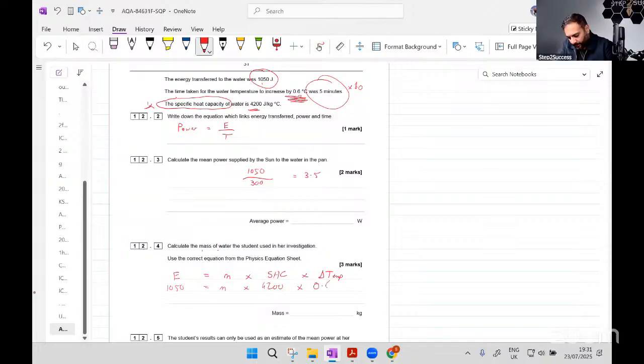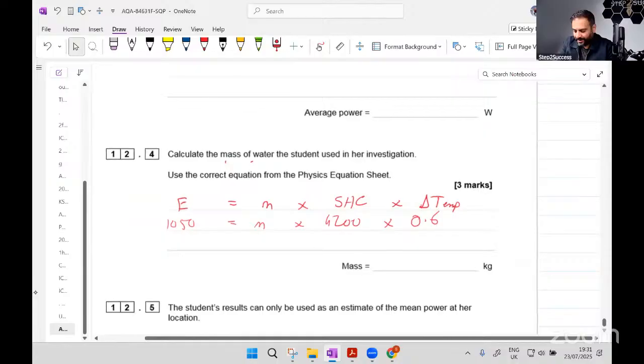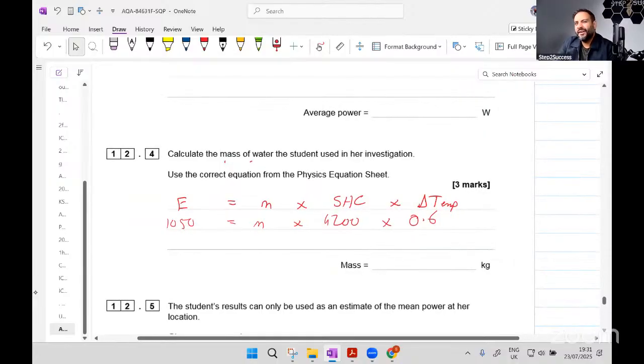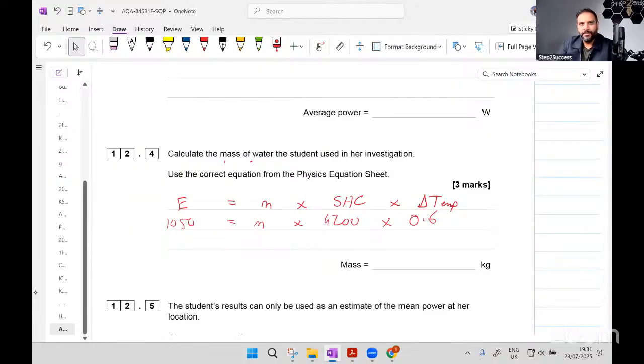The one thing that I do say when it comes to these equation questions is that if your maths is okay, you should never get them wrong, because you don't really need to understand what's going on here. You just need to put the numbers in the right place in an equation that you are given. That shouldn't be too challenging, I'd have thought. 1050 equals, right?